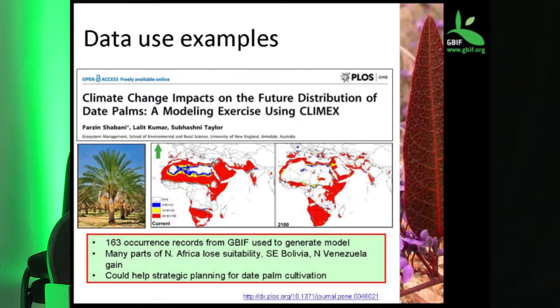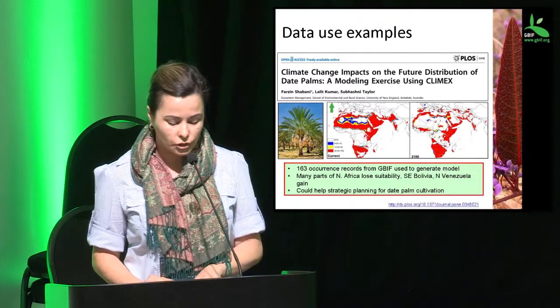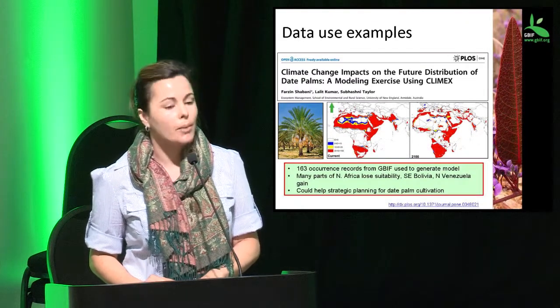The results suggested that many parts of North Africa currently suitable for date palm cultivation will become unsuitable by 2100. By 2070, Saudi Arabia, Iraq, and Western Iran are projected to become less suitable. On the other hand, some areas, such as southeastern Bolivia and northern Venezuela, can be more suitable for growing date palms. The authors suggest that such projections can inform strategic planning by identifying new areas in which to cultivate this economically important crop in the future, and areas that need attention due to reduced suitability compared with current agricultural practices.